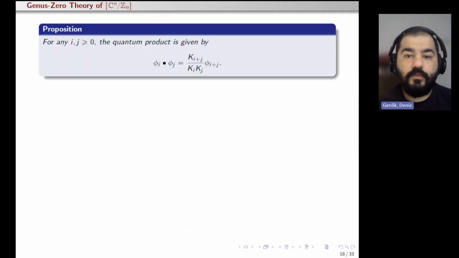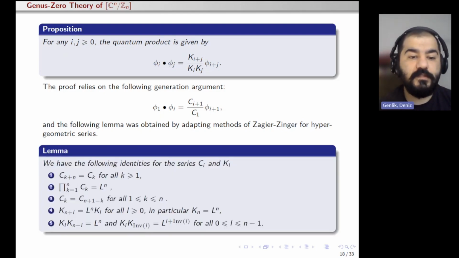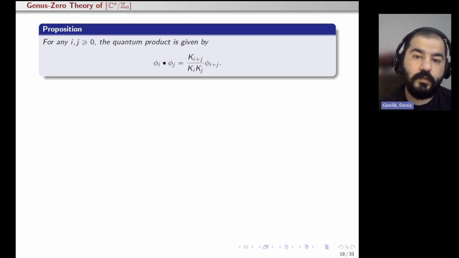And we managed to obtain our quantum product with this nice formula. If you take your phi_i and your phi_j and take the quantum product, you get this nice compact formula. How do we prove such a thing? We use Givental's Lagrangian cone to prove first the generation argument. And then there is the work of Zagier and Zinger on some hypergeometric series and their Picard-Fuchs equation. Adapting their methods, we obtain some relations between these C series and K series. For example, the first one is periodicity, the third one is symmetry, and so on. Combining with this generation argument, we can write our quantum product with this compact formula.